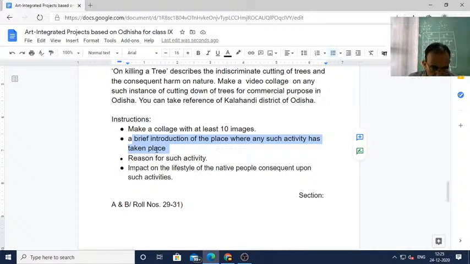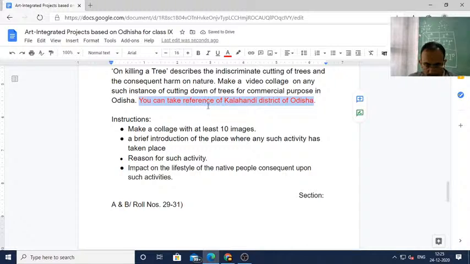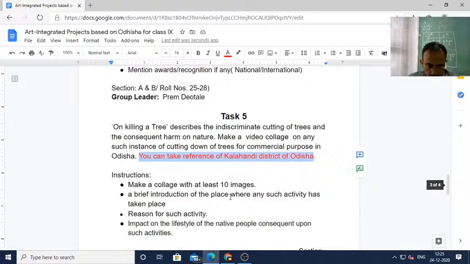has taken place, why this place is famous, or what happened as a result, people have been displaced from their habitat, then the reason for such activity, and after the displacement took place, the impact on the lifestyle of the native people. I have also given you a hint here. You can take reference of Kalahandi district of Orissa. Research this and find out what happened in this place, how the inhabitants of this place have been dislodged from their habitat. So that's all about the project, dear students.